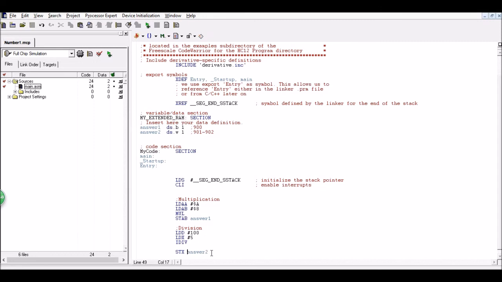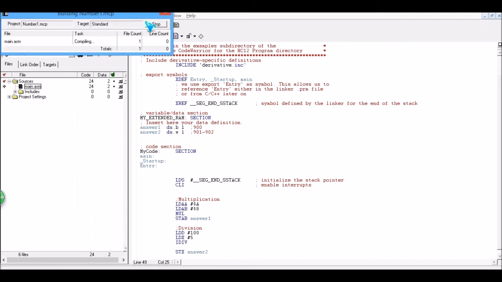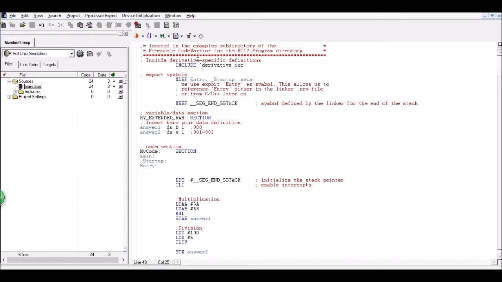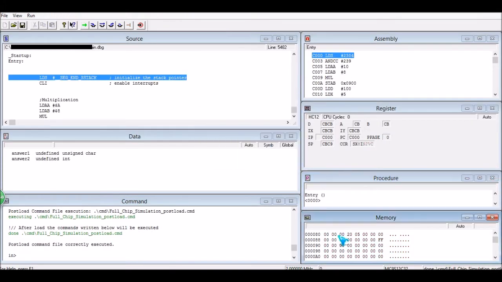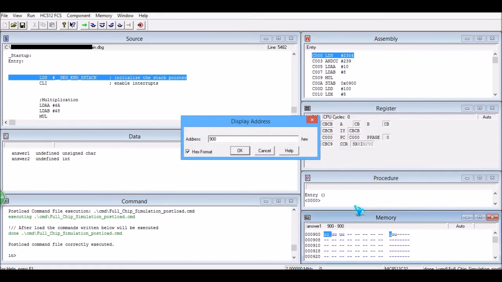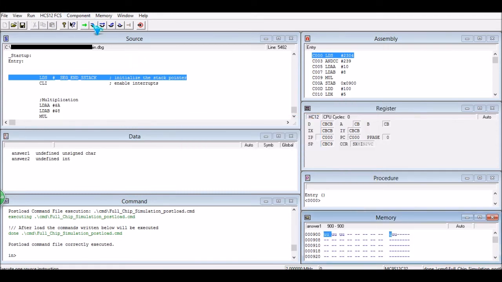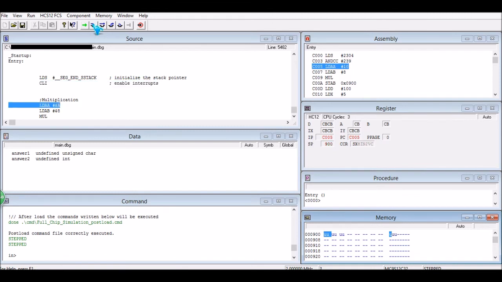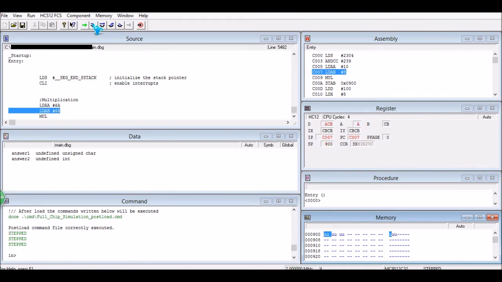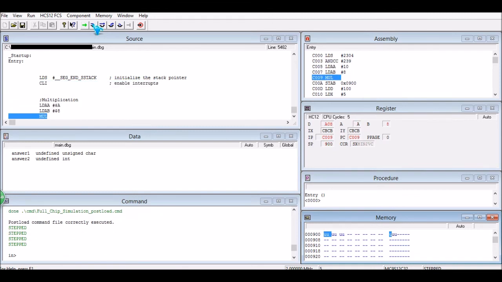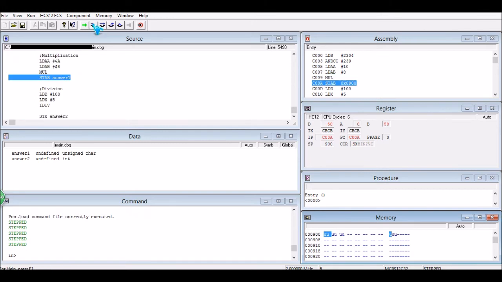Okay, so the answer will be in X, and the remainder will be in D, which for this problem, the remainder should just be 0. Okay. So let's step through this program. Load A, load B, 8, multiply, answers in B, store 50 away, okay, and then load D with 100, which I believe in hex it's 64.